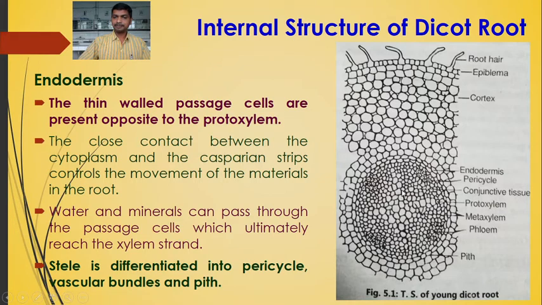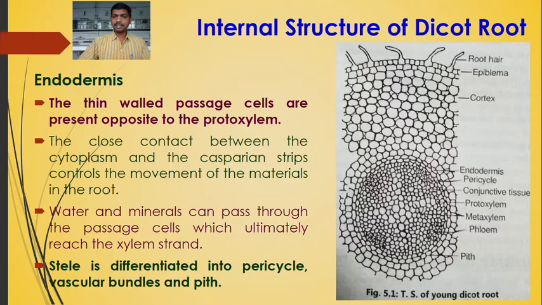If you see the structure of the protoxylem and the metaxylem, the protoxylem is small in size, the metaxylem is large in size. Protoxylem has a small diameter while metaxylem has a large diameter. So the thin-walled passage cells are present opposite to the protoxylem. Here is the protoxylem, and here thin-walled passage cells are present on the endodermis opposite to the protoxylem. The close contact between the cytoplasm and the Casparian strips controls the movement of materials in the roots. The water and minerals can pass through the passage cells and ultimately reach the xylem.